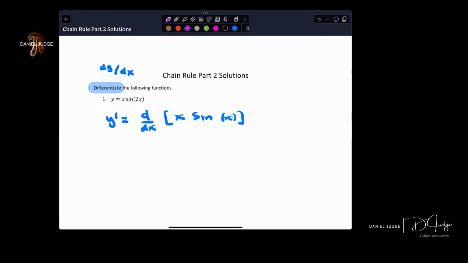And you guys can see here we have to use the product rule. And we use the product rule because essentially you have the product of two functions here. And let me go back here. There we go, 2x. Okay. x times sine 2x, product rule now. So let's see what happens.